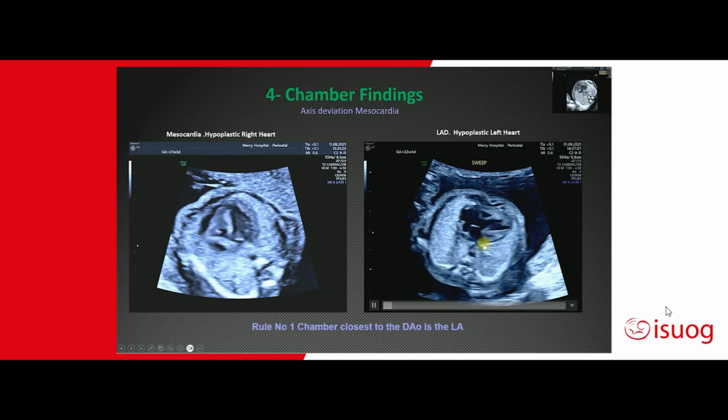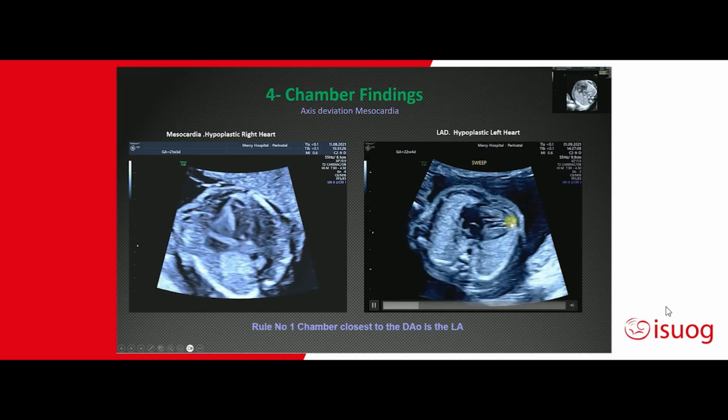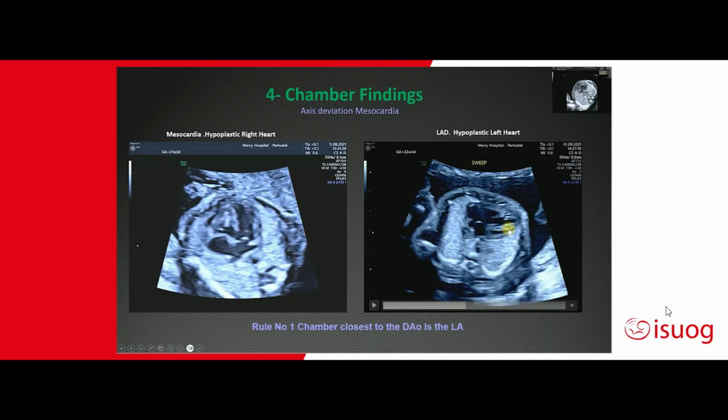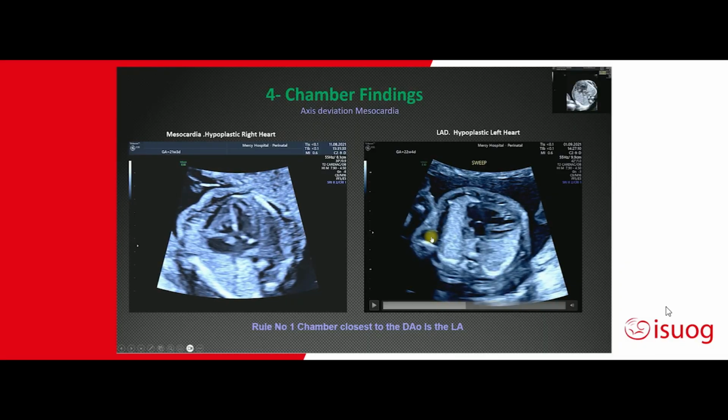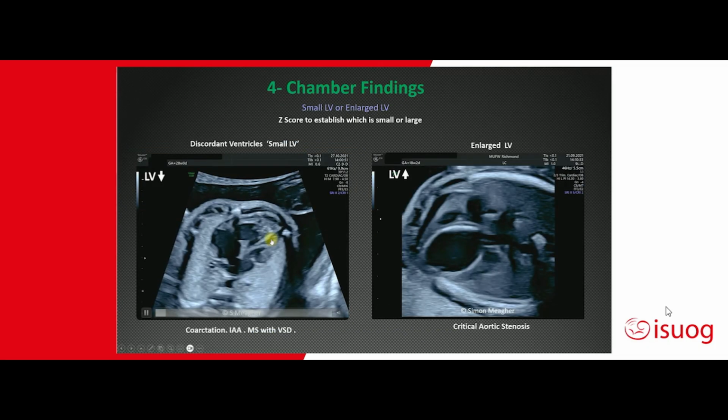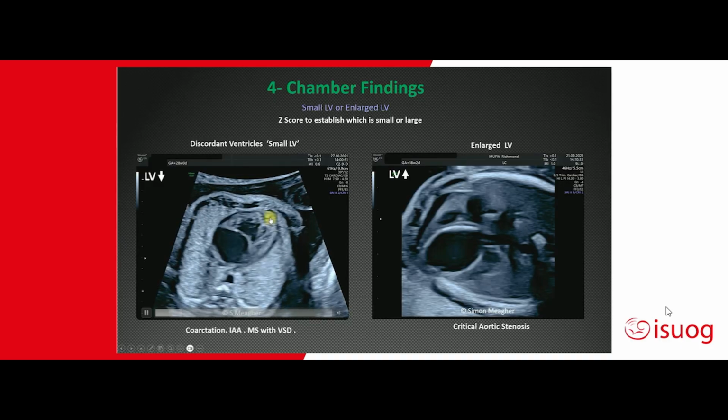In this case, the axis of the heart is rotated, and you see this is the descending aorta pointing to an undersized left cardiac ventricle when compared to the right. So left axis deviation, hypoplastic left heart. In this case here, when you look at the left ventricle, it is smaller when compared to the right.